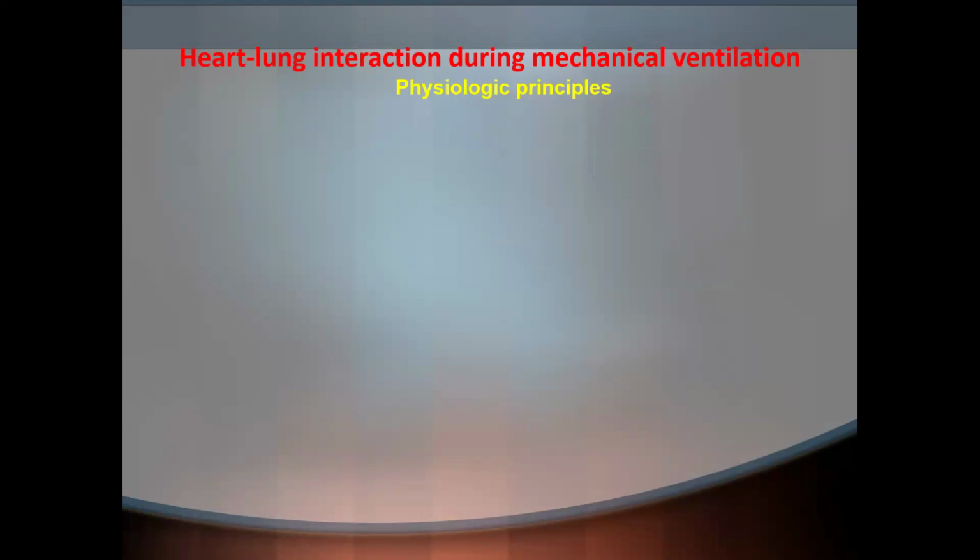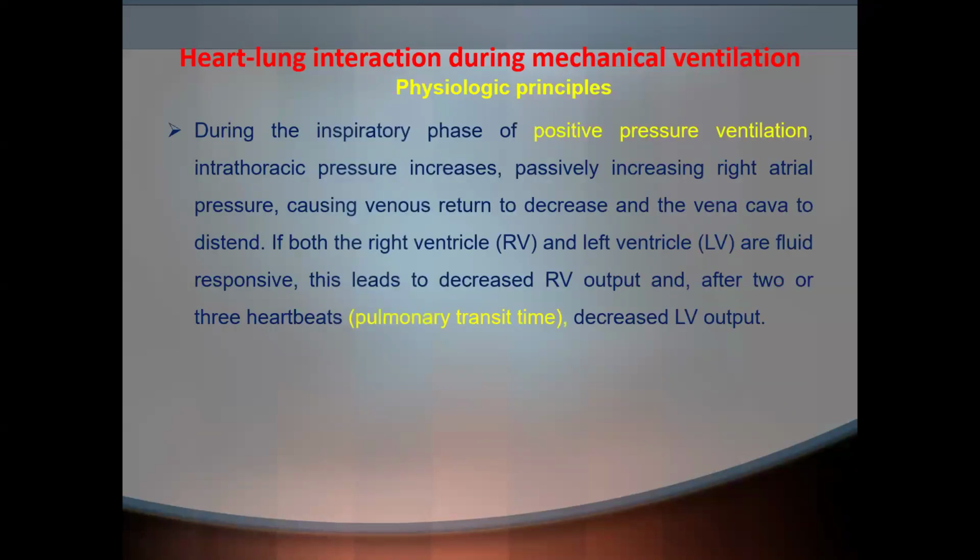The dynamic measurement is related to a very specific principle in our body. Its name is heart-lung interaction, or cardiopulmonary interaction. This is the physiological principle of how the dynamic measurement works. During the inspiratory phase of positive pressure ventilation, intrathoracic pressure increases, passively increasing the right atrial pressure, causing the venous return to decrease and the vena cava to distend. So during inspiration, the inferior vena cava distends in positive pressure ventilation.